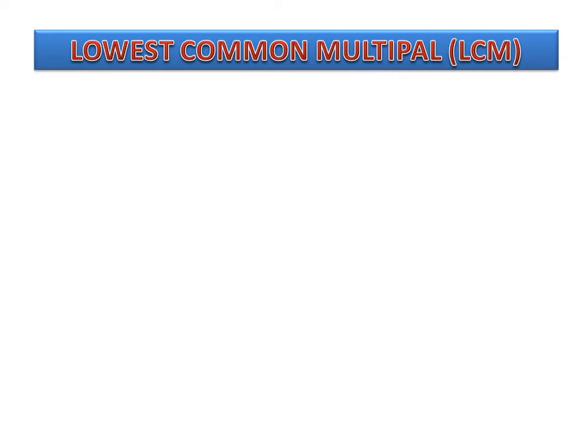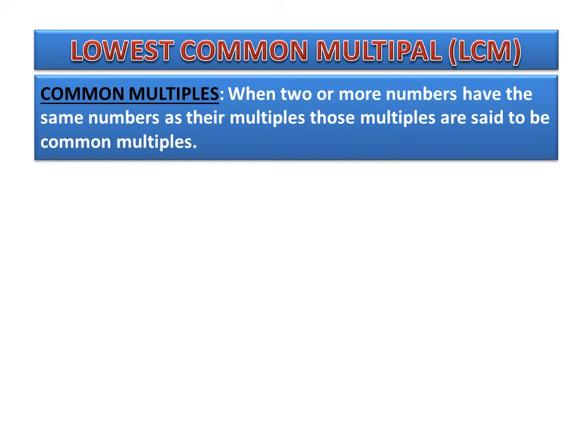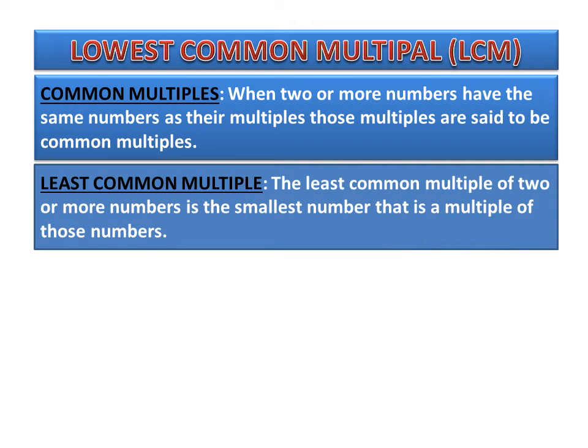Let us learn about the least common multiples, or you can call it LCM too. Let us understand the meaning of the term common multiple. When two or more numbers have the same numbers as their multiples, those multiples are said to be common multiples. Now let us see what we mean by the least common multiple. The least common multiple of two or more numbers is the smallest number that is a multiple of those numbers. To understand it in a better way, let us solve an example.